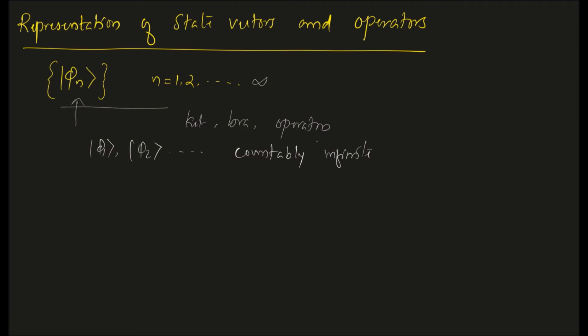What are the properties of these basis vectors? It must be complete and orthonormal. So what does it mean? The orthonormality condition of the basis vectors is represented by the statement that the inner product of phi n and phi m is equal to delta nm, the Kronecker delta function. So this is what we mean by orthonormal.